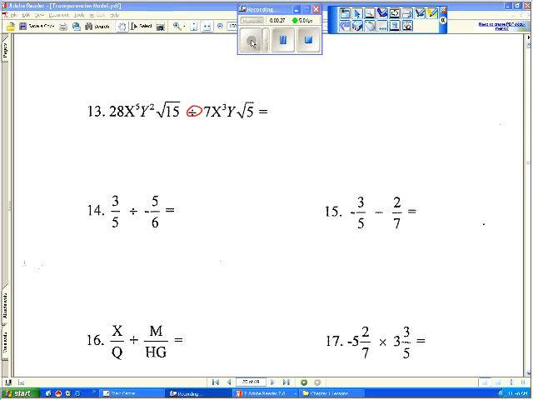Division can be made as a fraction bar, so we're going to rewrite this as a fraction. We're going to have 28x to the 5th y squared divided by, there's our fraction bar, 7x cubed y square root of 5, and on the top I lost my square root of 15. So there we have all of it.